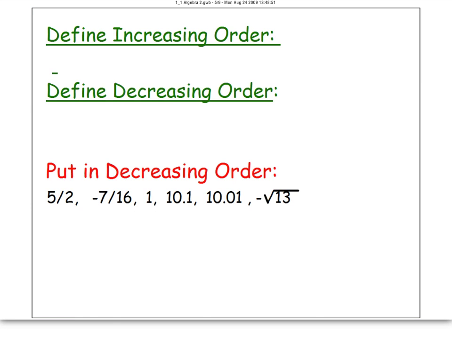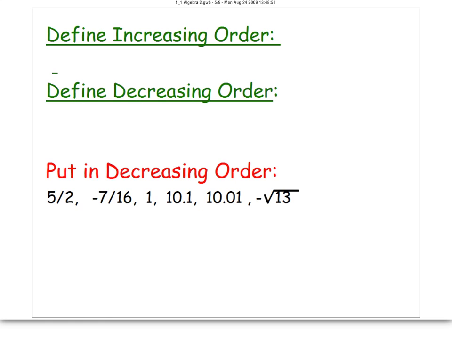So let's formally define increasing. Increasing is from smallest to largest. And decreasing is from largest to smallest. So if they wanted us to put these 6 numbers in decreasing order, I first would want to have them all in the same format.